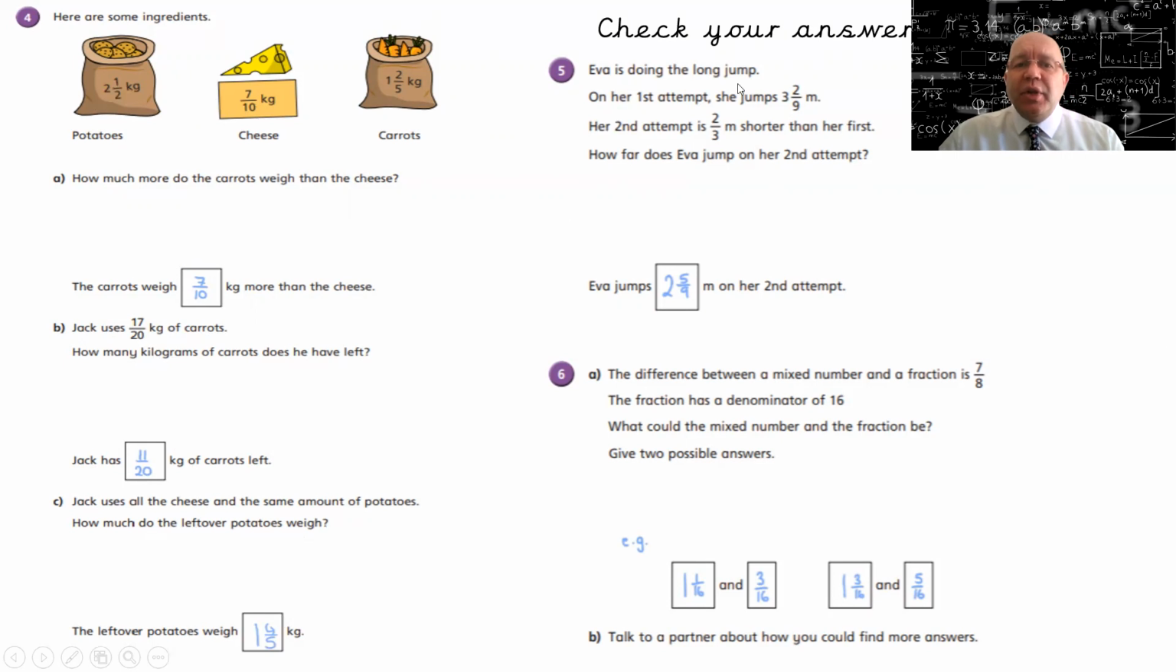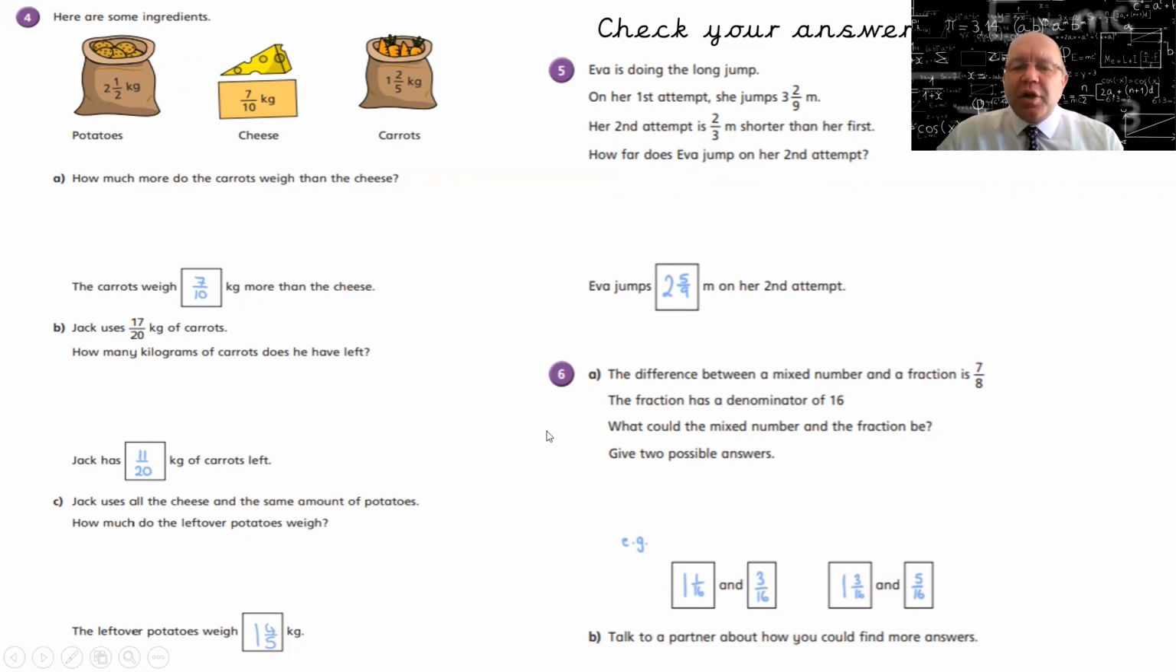Question 5. Eva's doing the long jump. Her first attempt, she jumps 3 and 2/9 meters. The second attempt is 2/3 of a meter shorter than her first. How far is her second attempt? 2 meters and 5/9. So 2 and 5/9 of a meter.